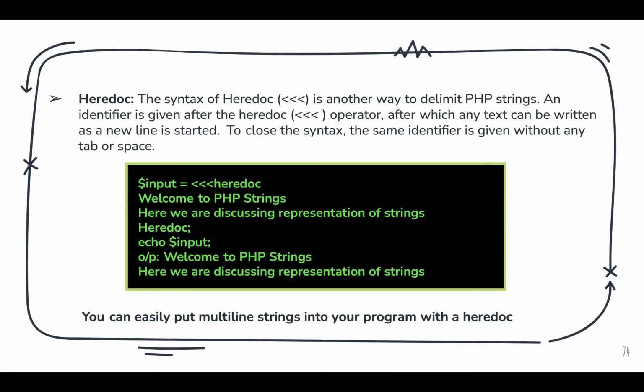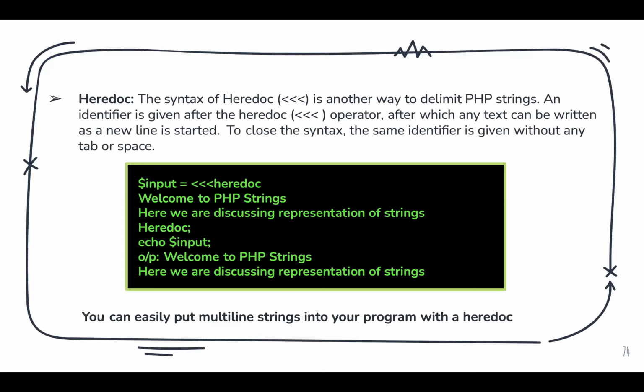The third way of representing strings is using HereDoc. The syntax of HereDoc is another way to delimit PHP strings. An identifier is given after the HereDoc operator, after which any text can be written as a new line is started in the body. To close the syntax, the same identifier is given without any tab or space. You can easily put multi-line strings into your program with HereDoc.